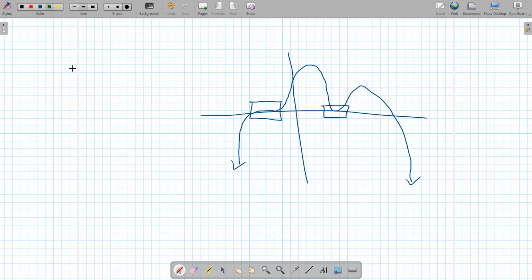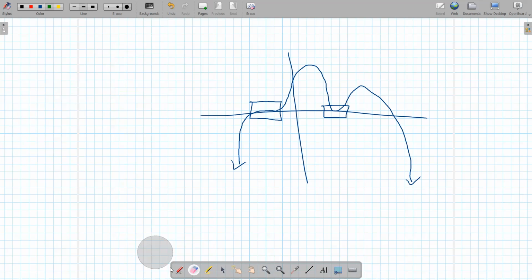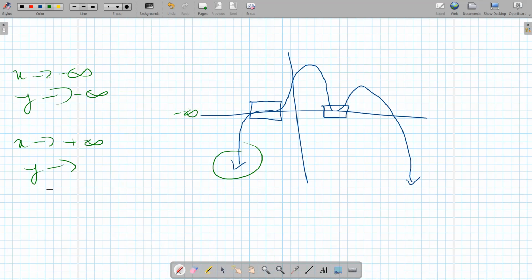Because odd functions have different end behaviors. See, this is going negative infinity here, whereas that one's going positive. If they both go in the same direction, it's an even degree polynomial, okay? As x goes to negative infinity, where's y going? Also negative. What about on the other side? As x goes to positive infinity, where's y going? Positive. Oh, negative. You see, the end behaviors are the same. That means it's an even function, okay?